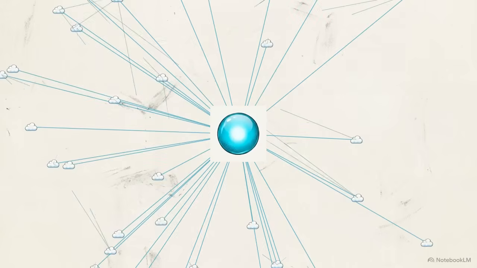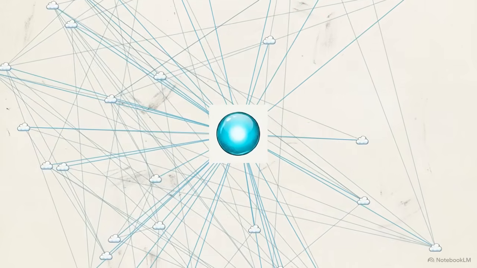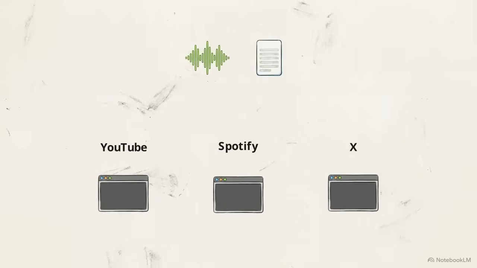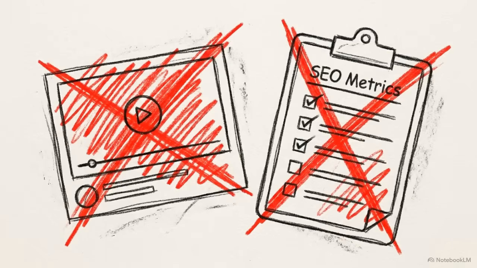The final step is immediate dissemination. You must publish the results across all available networks without delay. Upload the raw audio and text to YouTube, Spotify, and X simultaneously. Ignore SEO best practices and do not spend time creating custom thumbnails.